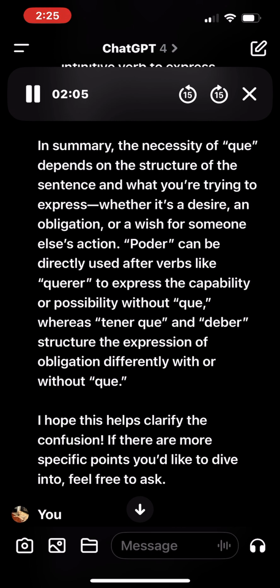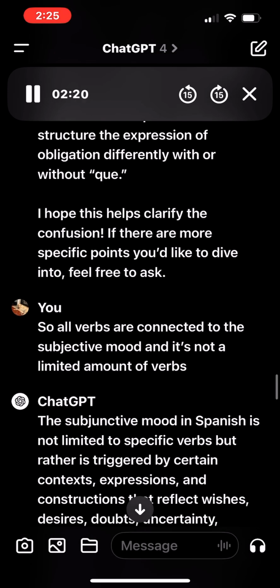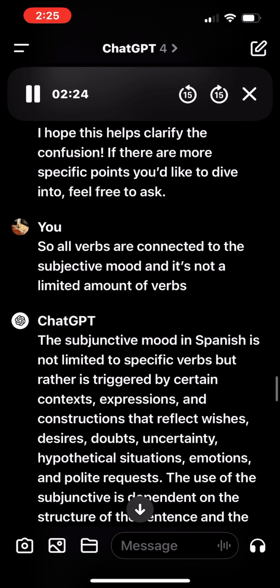Poder can be directly used after verbs like querer to express the capability or possibility without que, whereas tener que and deber structure the expression of obligation differently with or without que. I hope this helps clarify the confusion. If there are more specific points you'd like to dive into, feel free to ask.